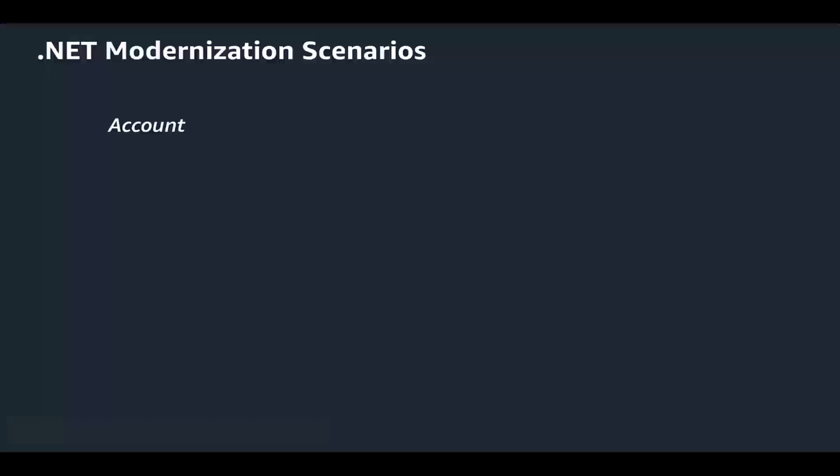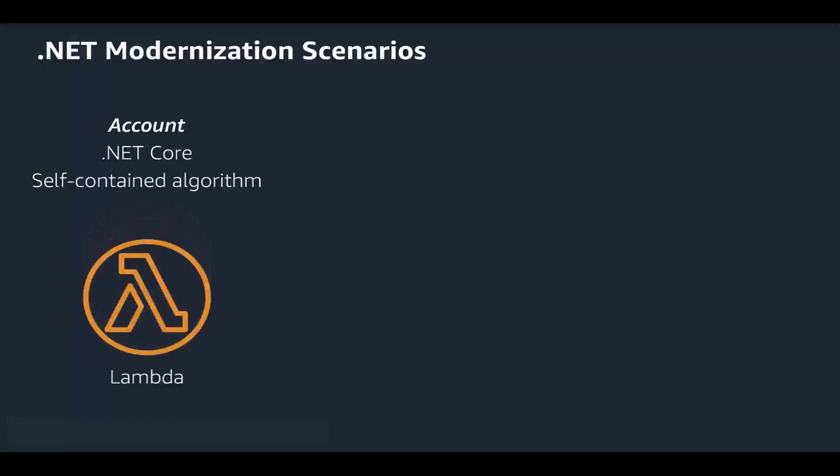The account service performs 4 standard CRUD operations. That's create, read, update, and delete. These operations are self-contained and lightweight, and the microservice code can be ported to .NET Core. So this microservice is a good candidate for Lambda.